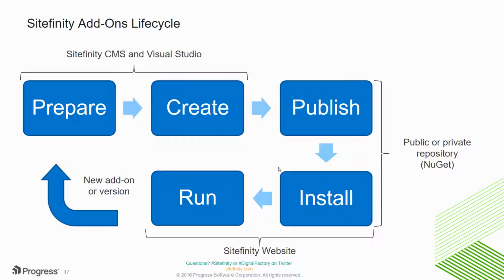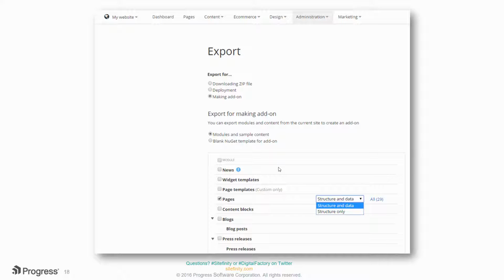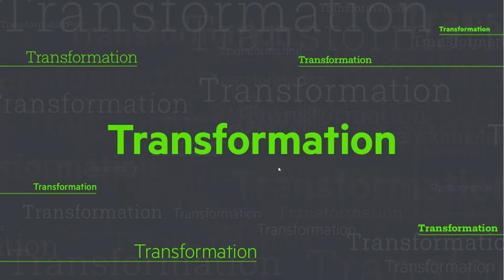A lifecycle of an add-on is you typically prepare and create that add-on using Sitefinity CMS and Visual Studio. Then you publish the add-on to a NuGet repository. That NuGet repository could be private or public. And then from then on, you can install the add-ons in different Sitefinity instances and run them. And if you ever need to develop a new version of the add-on or have a new add-on, then you follow the same lifecycle. And here is the new administration area in the CMS, where you can create those add-ons, and then later on you'll be able to install them in a different place.